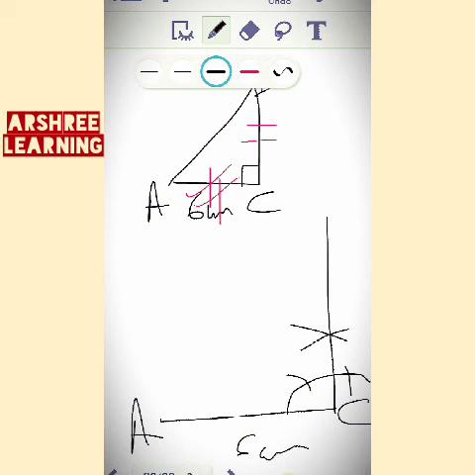Without making B, we cannot make the triangle. So BC is equal to 6. So from C you will cut a 6 centimeter arc. In the question 6 centimeter is not given, but it is an isosceles right triangle. Therefore this length will be equal to this length. So these two will be equal. After that this point will become B and you will join it. So triangle ABC is made where AC is equal to 6 and BC is equal to 6.